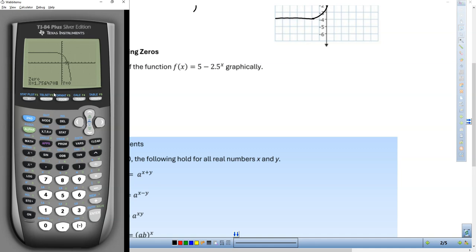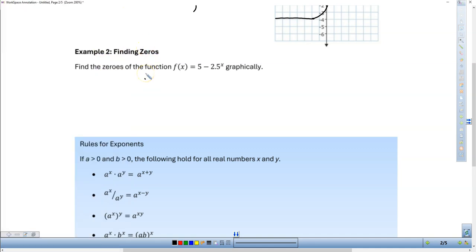And so our zero of that function, we can go ahead and then transfer that on over. And so we'll say that x is equal to 1.75. And I think that is a pretty good approximation. We can do more places if we need to. But this is the one zero that we had for that function.